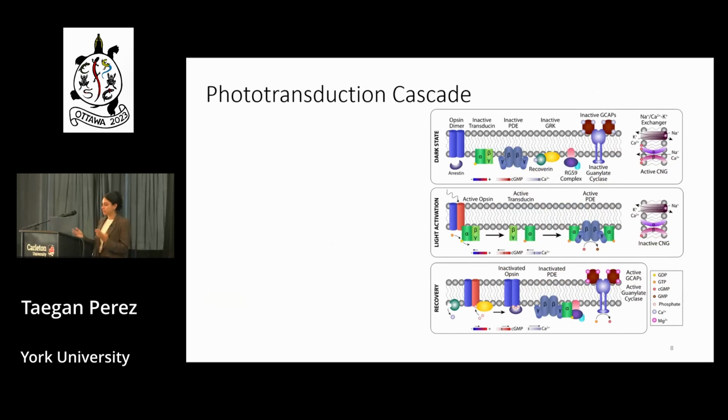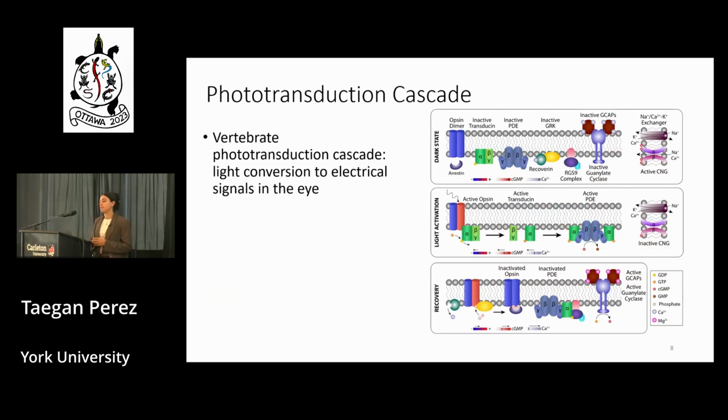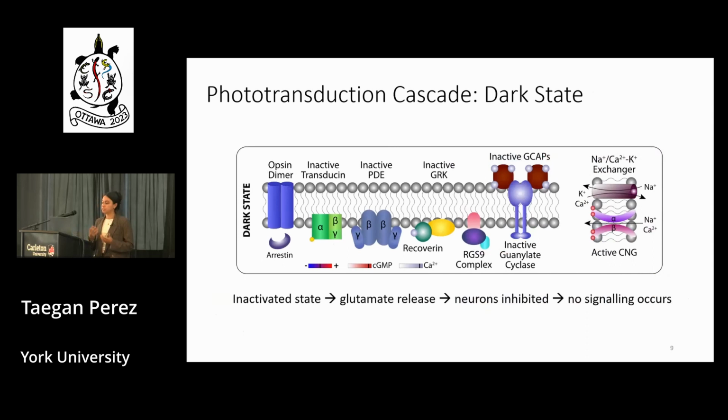So phototransduction in vertebrates is a series of biological steps that converts light into electrical signals in the eye. And so this phototransduction cascade begins with what we call the dark state, which describes the inactivated state of the photoreceptor cell. And at this time, a neurotransmitter called glutamate is being released, which inhibits the excitation of neurons and prevents signaling to the brain. So vision is not occurring at this time.